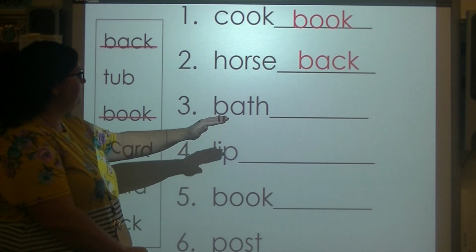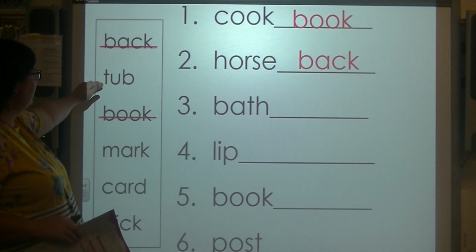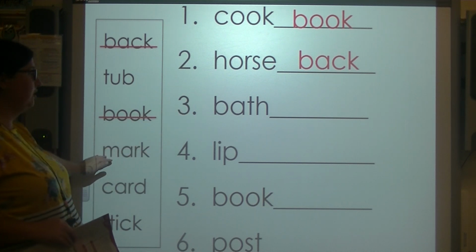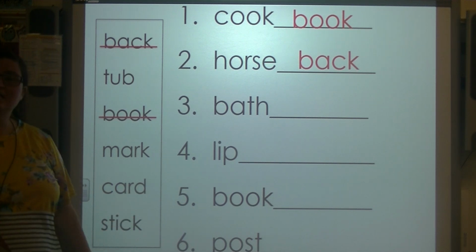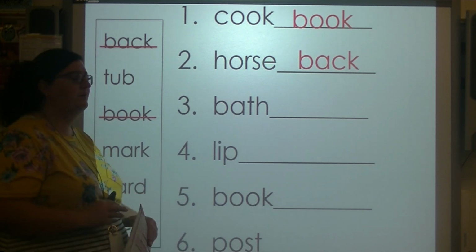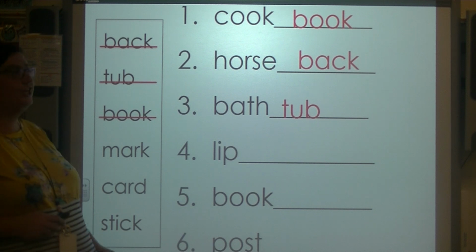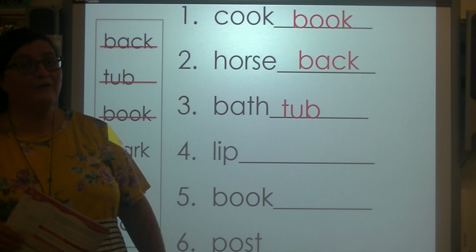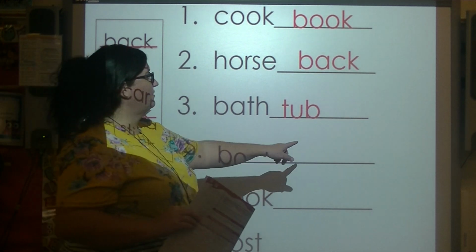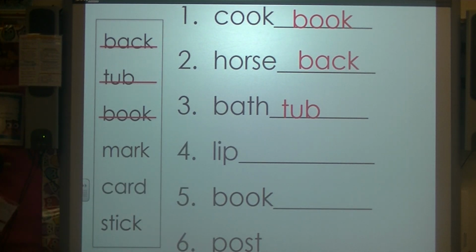Number 3, bath what? Bathtub, bathmark, bathcard, or bathstick. Which one makes sense? All right, you have a bathtub, and you have a picture of the little girl in the bathtub. So you'll draw a line up to the little girl in the bathtub.